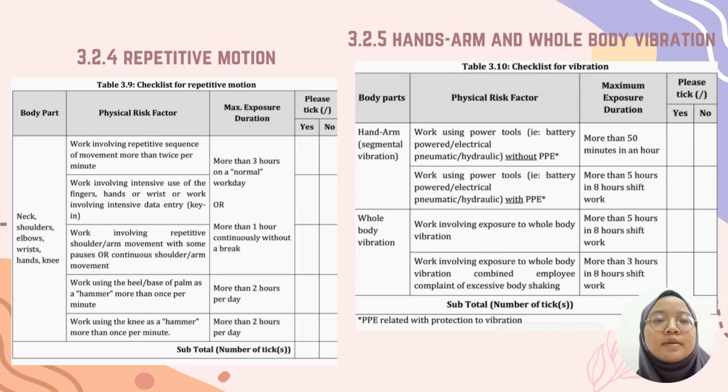For the whole body vibration, the risk factor is work involving exposure to whole body vibration. It should not exceed more than 5 hours in 8 hours shift work, and if there is a complaint about excessive body shaking, the work must not be done more than 3 hours in 8 hours shift of work.